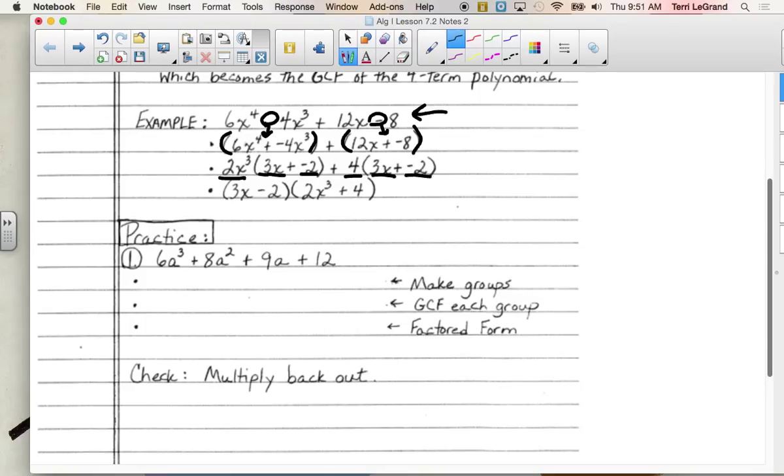Now, this is when it gets tricky. This is when students have the hardest time understanding. What did we just do? Well, we're looking for the GCF of the whole 4-term polynomial. That's really what we're doing. And what is that GCF?